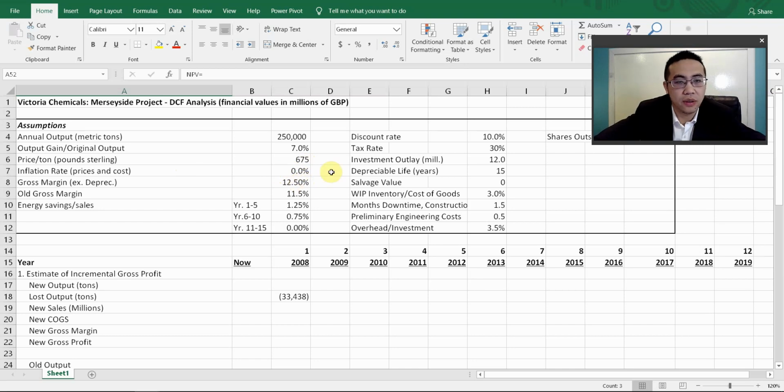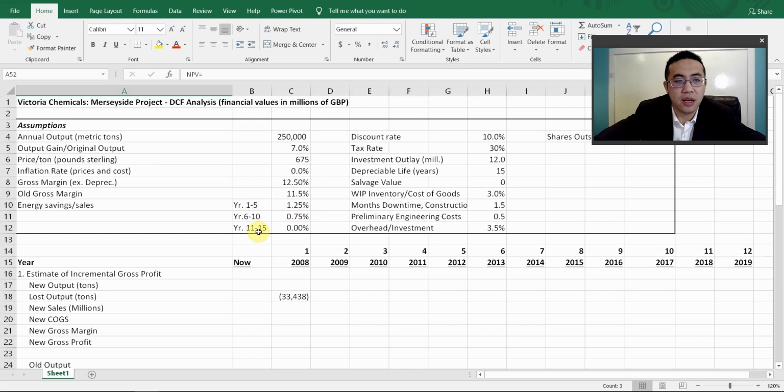You have a gross margin. We have done this gross margin calculation countless times. And you also have the old gross margin, which stays at 11.5%. All right, so you have two gross margins, the new one and the old one. The new one is definitely higher than the old one. That's basically the reason for us to adopt it. And also, things are getting better. If it happens in the first 5 years, then there will be a 1.25% increase in gross margin. But if you wait until the 6th year to the 10th year, the gross margin improvement will be only 0.75%. And then after 10 years, the gross profit margin will improve by only 0%.